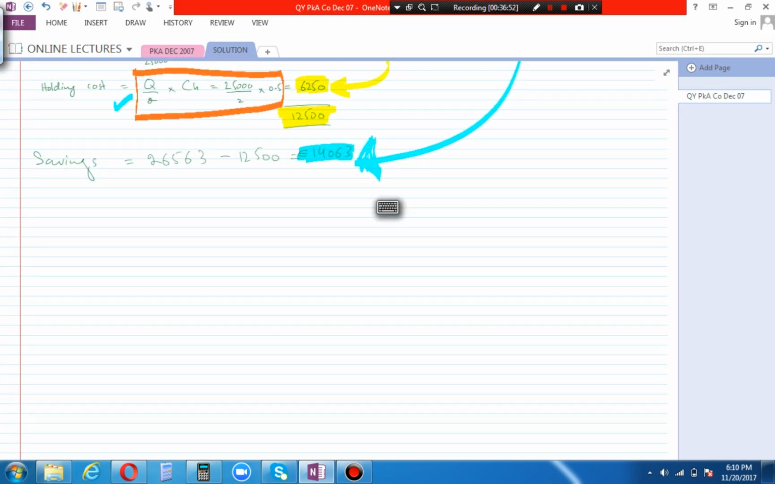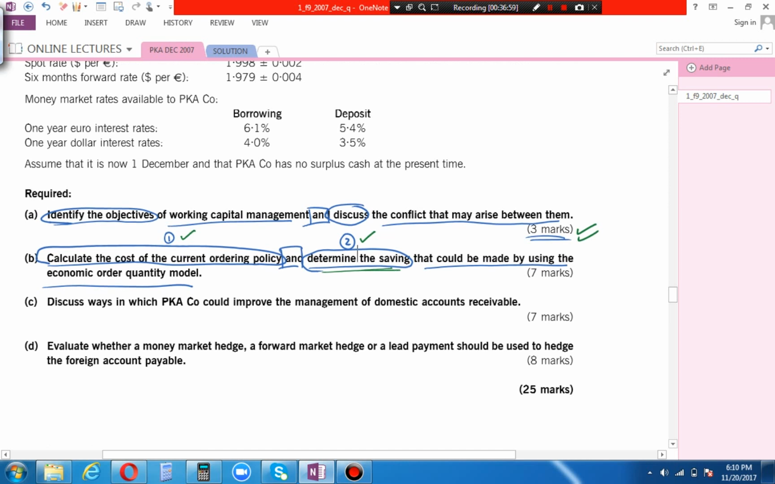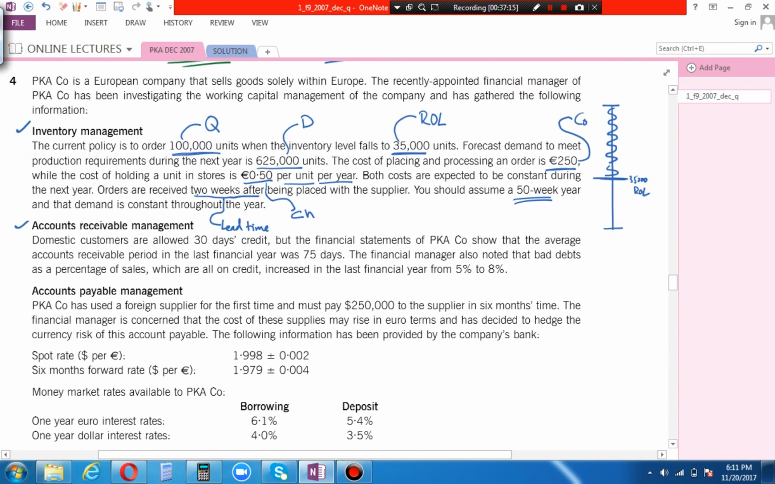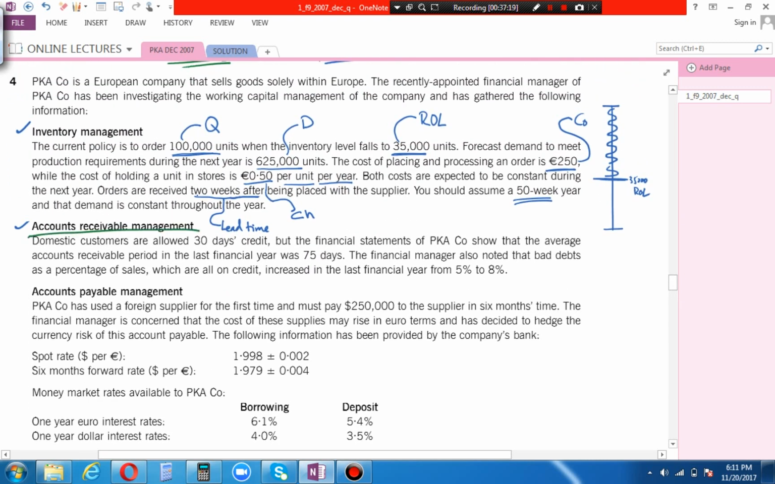Now, you see the second part of the question? Second part of the question, or the third part of the question, or part C, I should say actually. Discuss the ways in which PKA Co. could improve management of domestic account receivable. So if you see, we are given information on receivables over here in the second paragraph. And it says domestic customers are allowed 30 days credit. But the financial statement of PKA shows that the average account receivable period in the last financial year was 75 days.